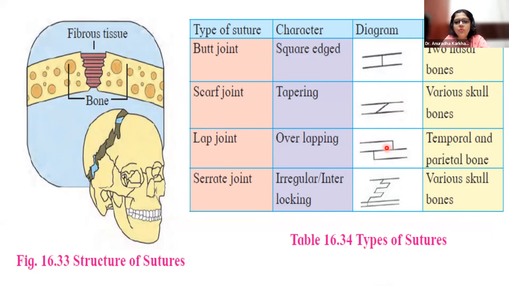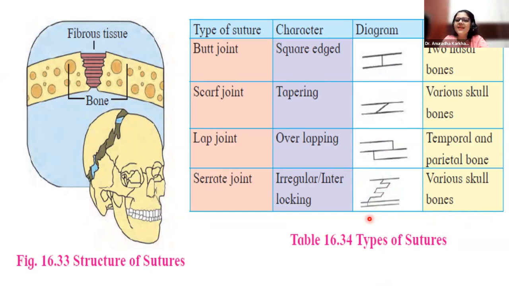So here you can see two bones are overlapping, right. It's present between temporal and parietal bone. Serrate joint, irregular. Serrated margin कहते हैं लोग इसको. Interlocking होता है इससे. Various skull bones. So there are various types of sutures present in our body, which are going to be examples of synarthrosis, that is immovable joint.